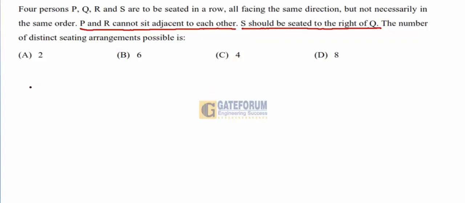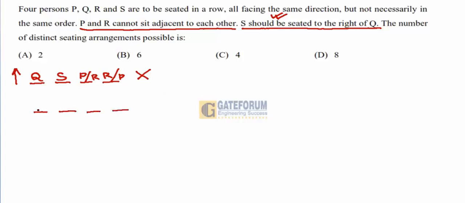So let us try this out. Let us suppose these are the 4 vacancies, and let us suppose this is the direction which they are facing while seating. Now let us take this one first. S should be seated to the right of Q. So well, Q is here, S is seated to the right of Q. But then P and R can only be seated on these places, either this or in this way. But this is not allowed because they cannot sit adjacent to each other. So I will say this is not a valid case. Let's go on to the next case.